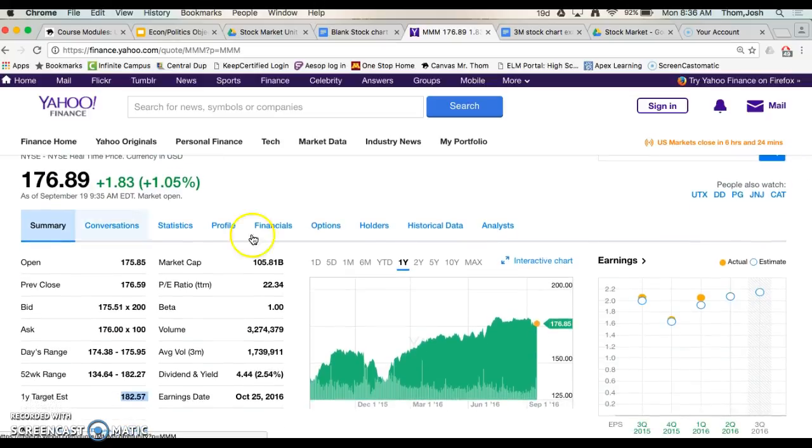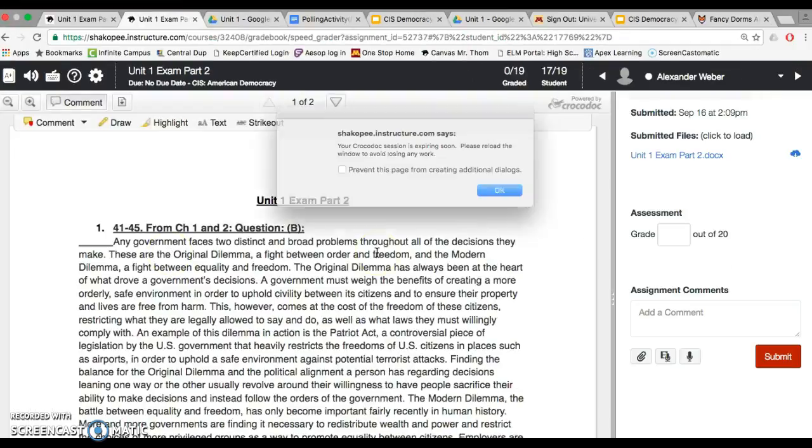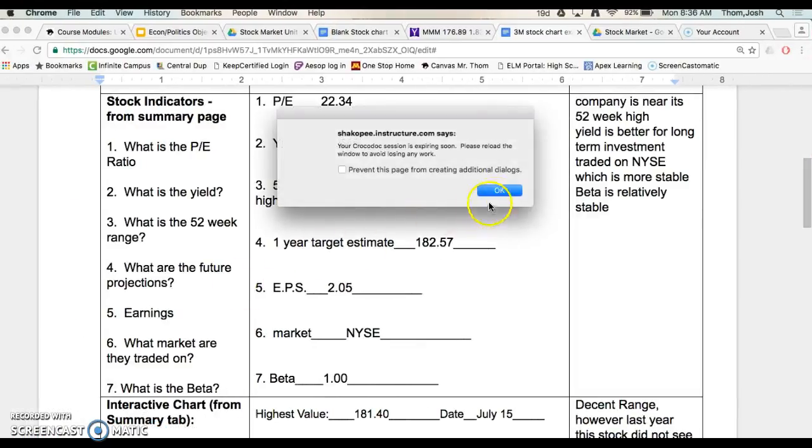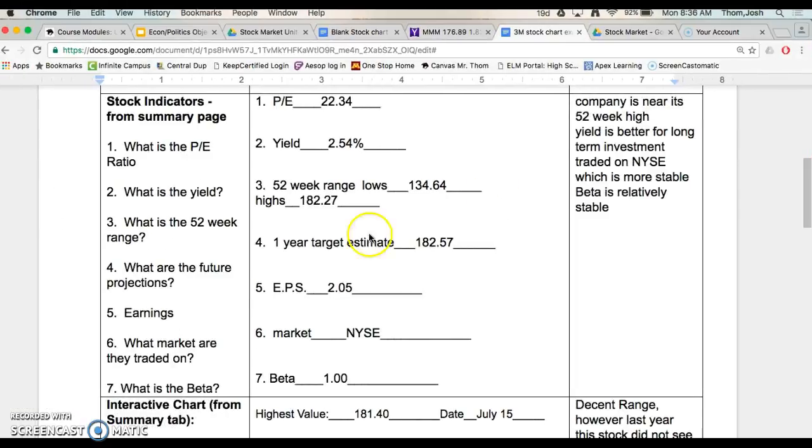Again, this is not a stock you'd invest in. It's way too big of a stock to be investing in. Stock price is way too high. Okay. What in the world?